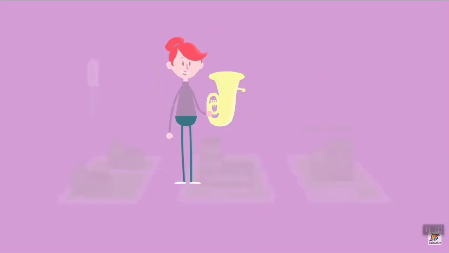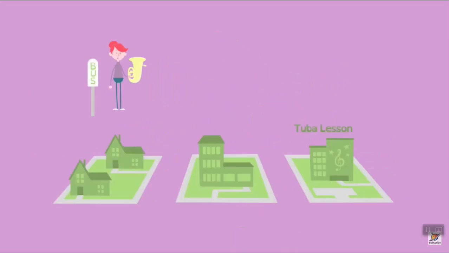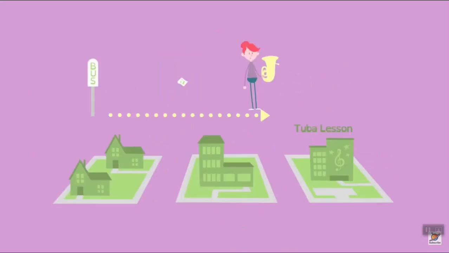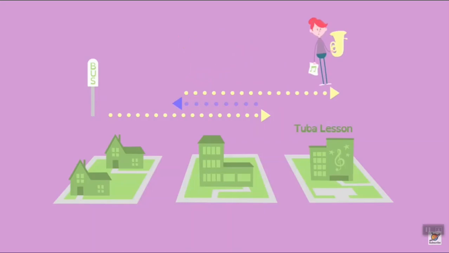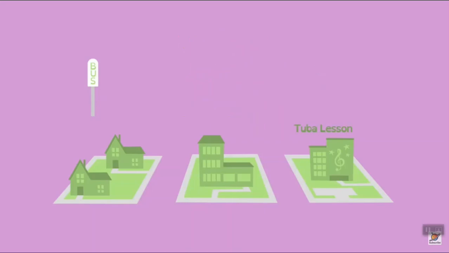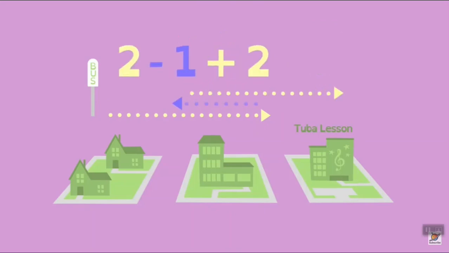Here's Lucy. She needs to walk to her tuba lesson, 3 blocks from the bus stop. After walking 2 blocks, she realizes she dropped her sheet music. She goes back 1 block, finds it, then continues to her lesson. One way to represent Lucy's journey is like this, by walking 2 blocks forward, 1 block back, and 2 blocks forward. Lucy ends up 3 blocks from the stop, yet she walked more than that.